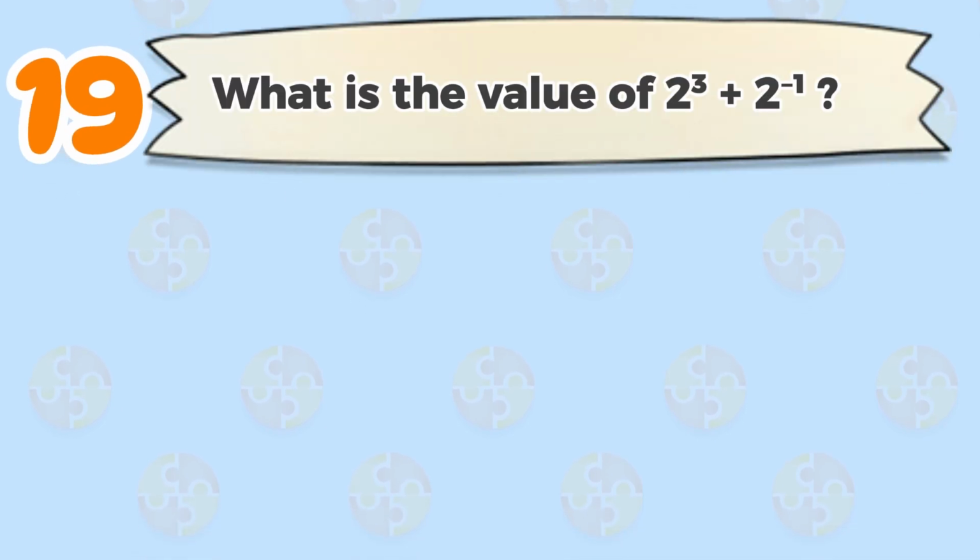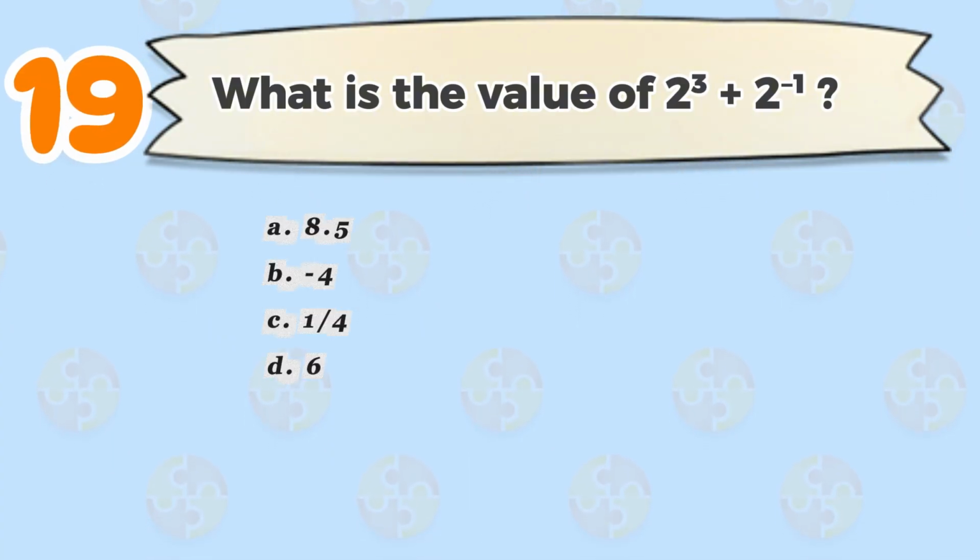Question number 19. What is the value of 2 cubed plus 2 to the negative first power? The choices are A. 8.5, B. negative 4, C. 1 over 4, D. 6.